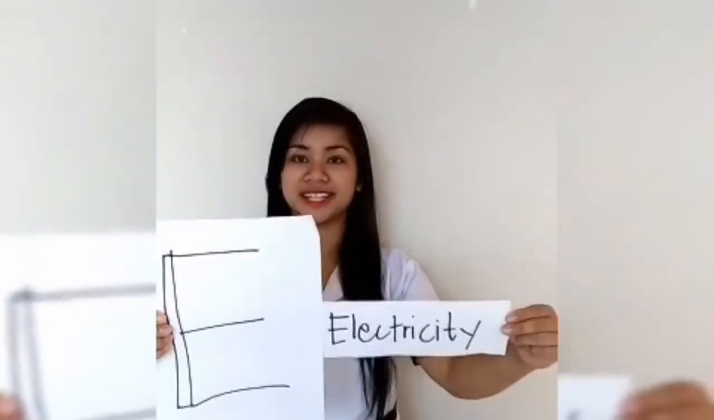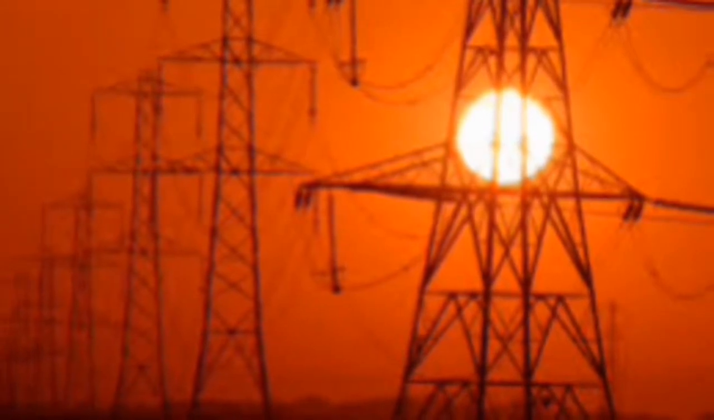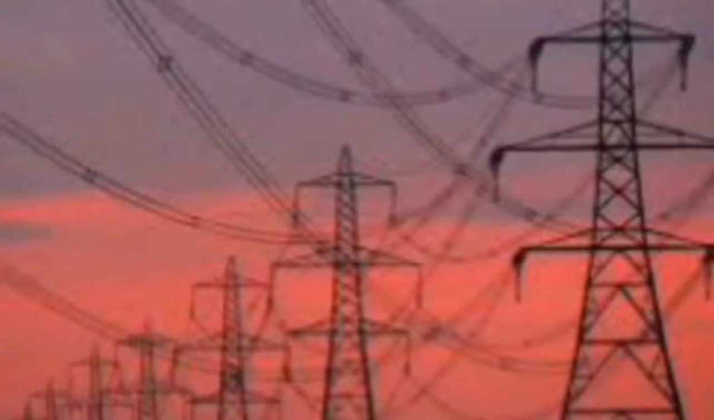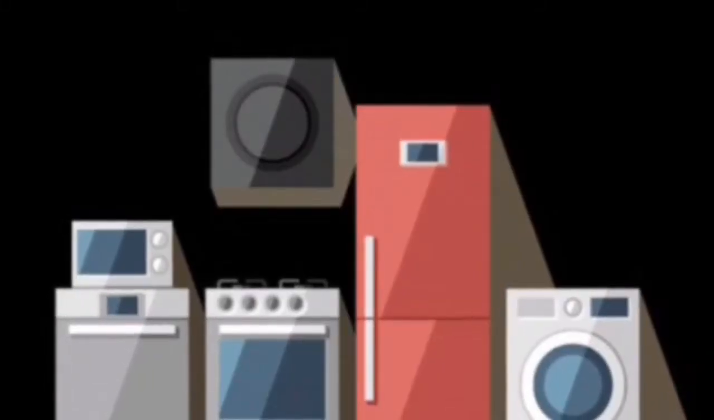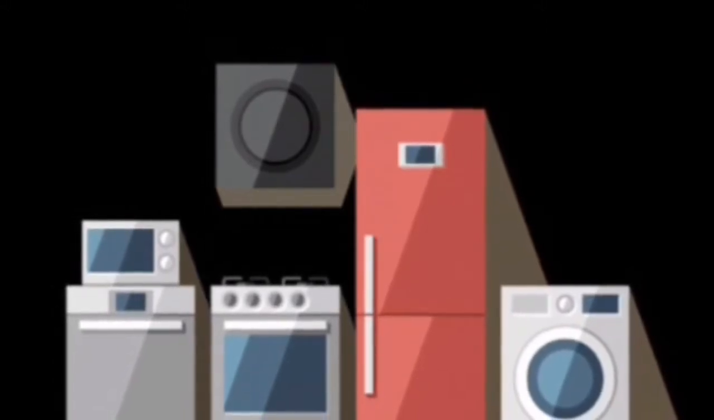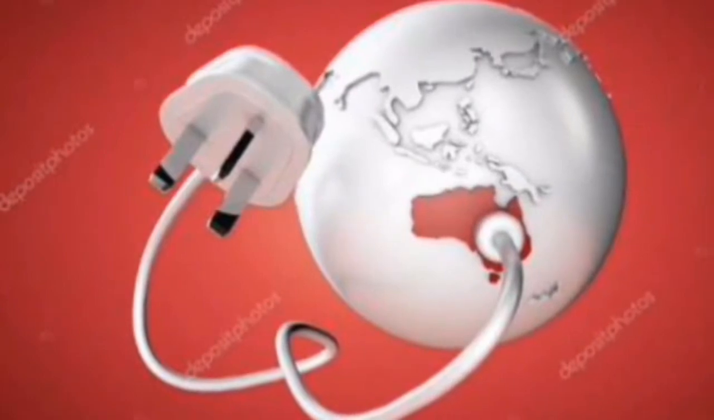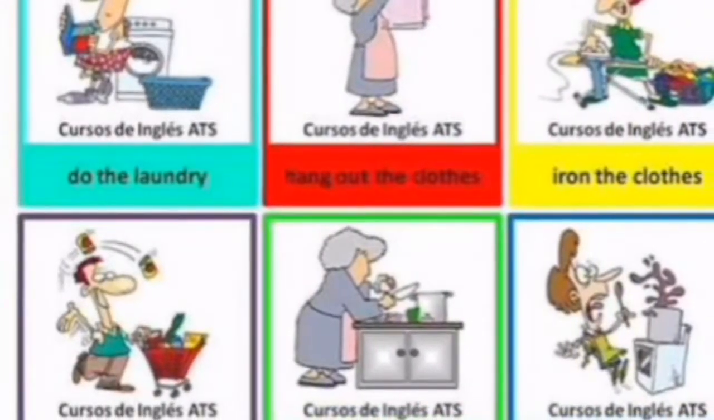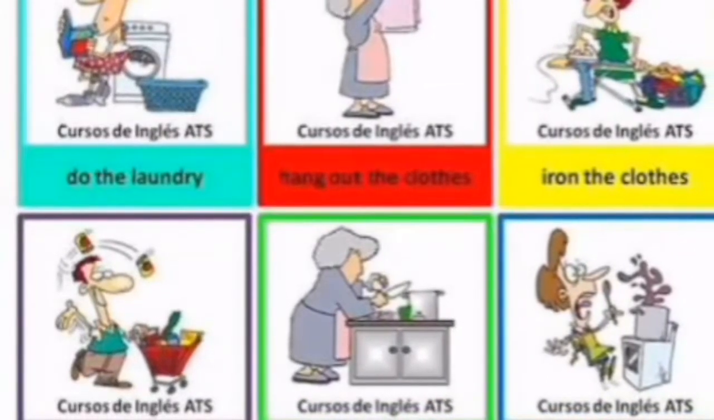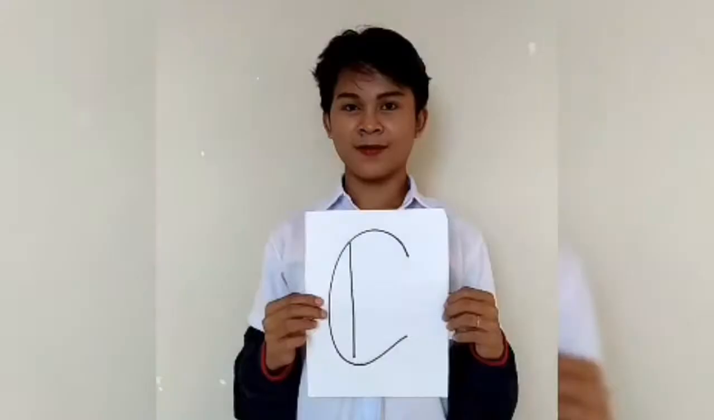E for electricity. Electricity. Electricity is one of the most important blessings that science has given to mankind. It has also become a part of modern life, and one cannot think of a world without it. Electricity has many uses in our day-to-day life. It is used for lighting rooms, working fans, and domestic appliances like using electric stove and more.